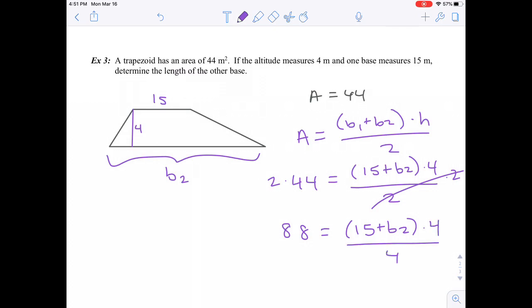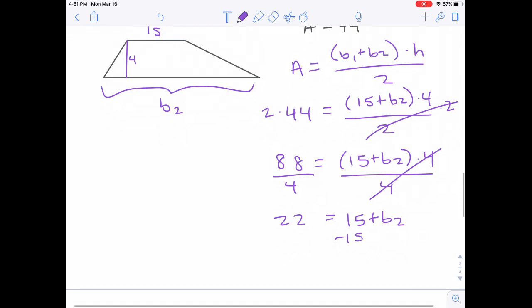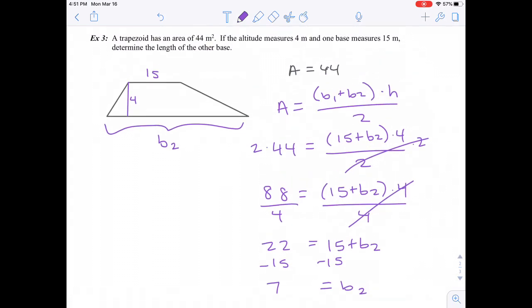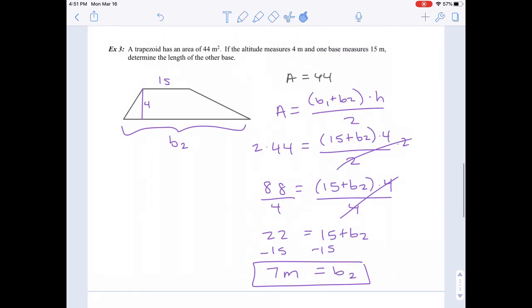I'm going to divide both sides by 4 to get rid of it. So I have 15 plus my other base equals 22. And I'm going to subtract 15 to get rid of that. And so I find that my other base is 7. And I'm going to go look and see what is my unit of measure. Looks like meters. So I was able to figure out that missing information. All right, good luck with trapezoids.